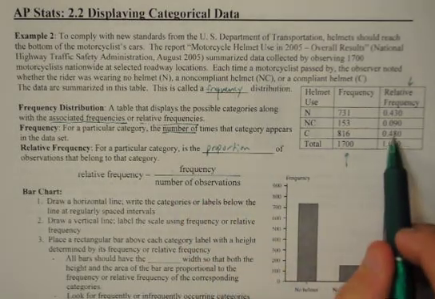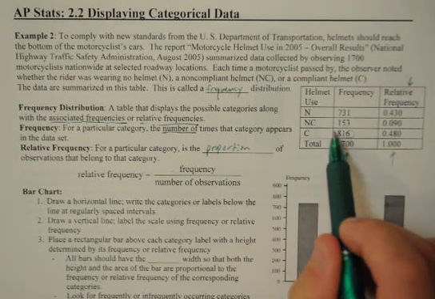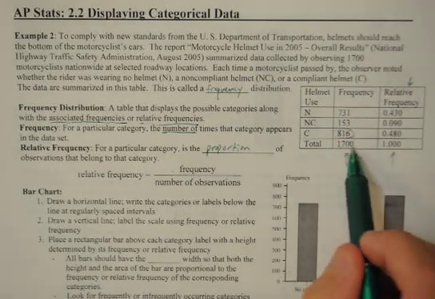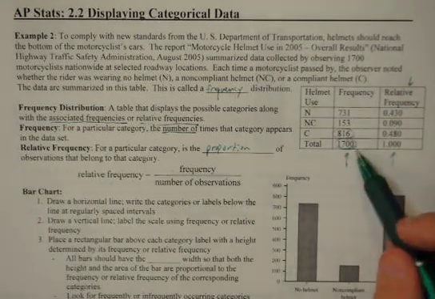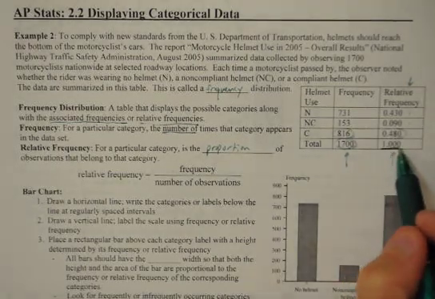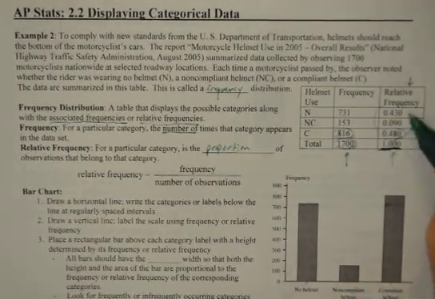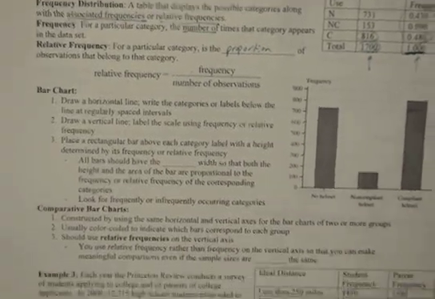So to get this 0.480, you take the number for C divided by the total. 816 divided by 1700 would be your relative frequency. And if you do it correctly, you should have 100%. 100% of the time, you're one of these options. You should add up to 100%.